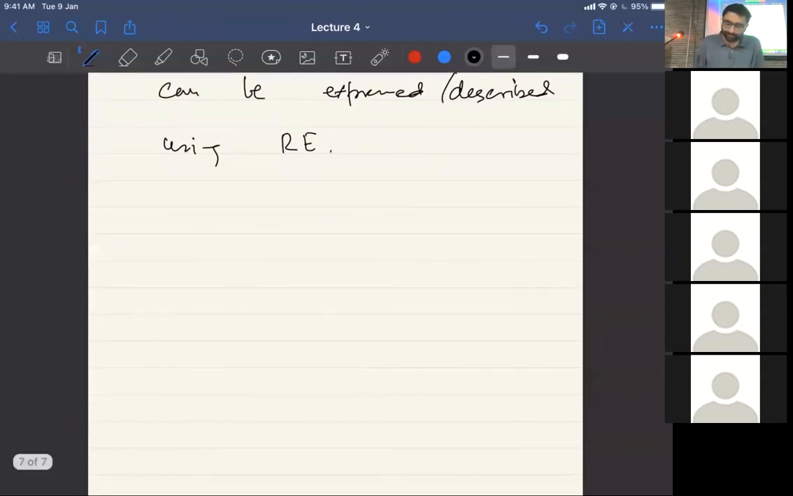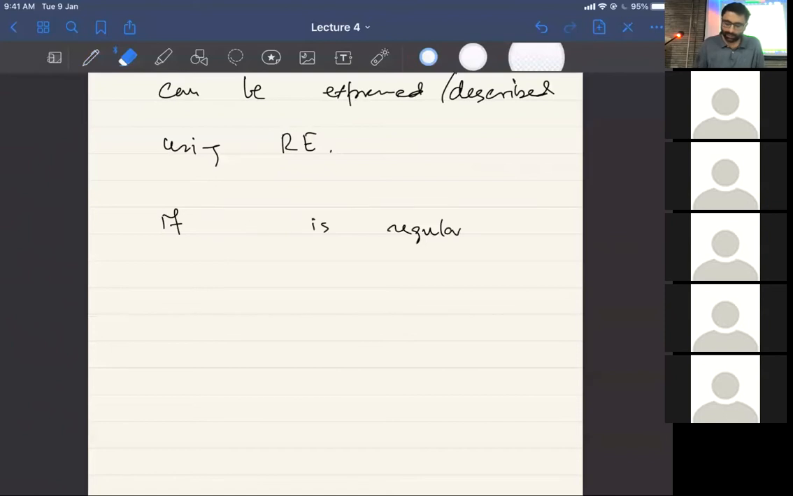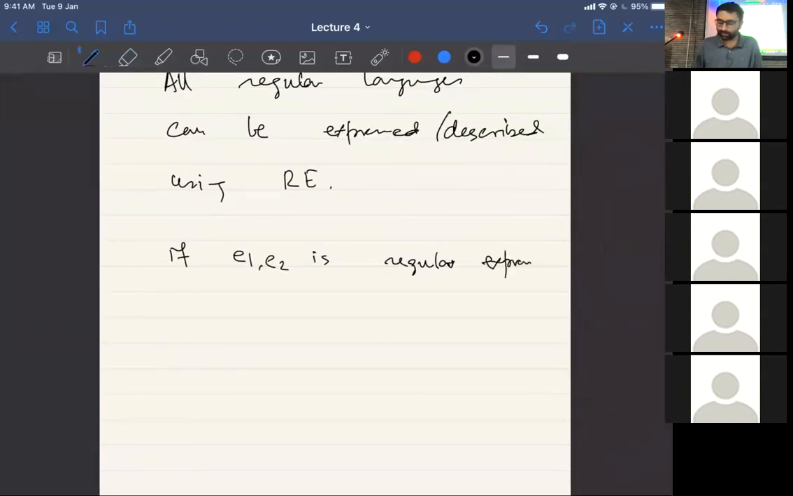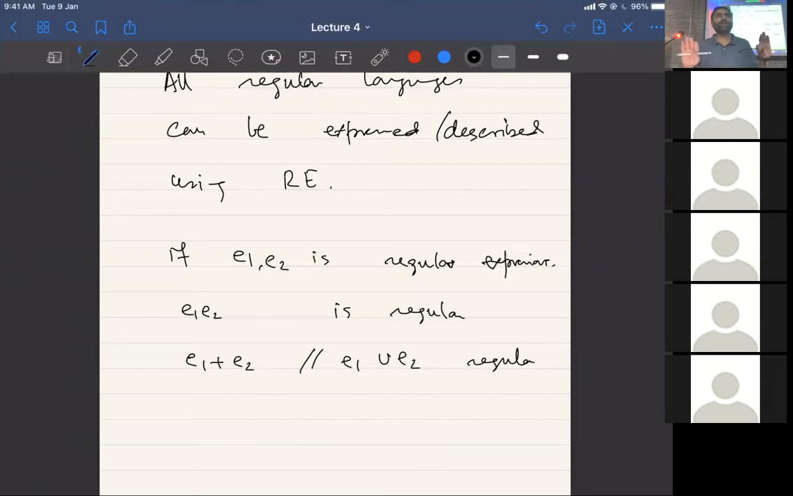Okay, so we say that if E1 is a regular expression and E2 is a regular expression, then E1E2 is another regular expression. That is, the concatenation of two regular expressions is regular. If E1 and E2 are regular expressions, then E1 plus E2, or in other words, E1 union E2, is also regular. So you can combine two regular expressions by concatenation, or using the operation of union. And there is a third one: if E1 is regular, then E1 star is also regular.